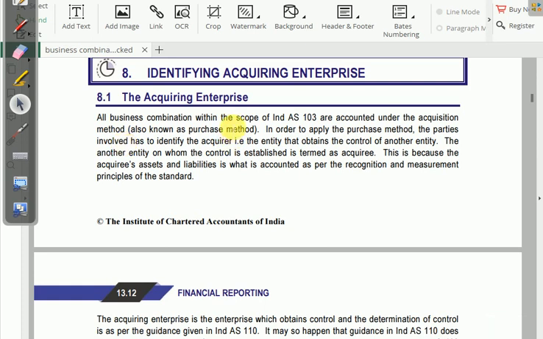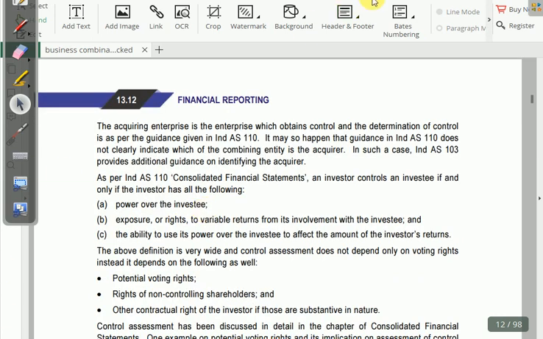A business combination within the scope of Ind AS 103 is accounted for under the acquisition method, also known as the purchase method. In order to apply the purchase method, the parties involved have to identify the acquirer, the entity that obtains control of another entity. Who is the controller after acquisition, that we need to find out. The other entity over which control is established is called the acquiree. This is because the acquiree's assets and liabilities are accounted for as per the recognition and measurement principles of the standard. The acquiring enterprise is the enterprise that obtains control, and determination of control is as per the guidance given in Ind AS 110.